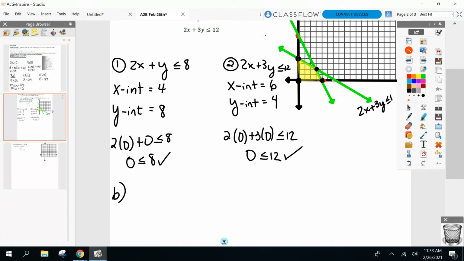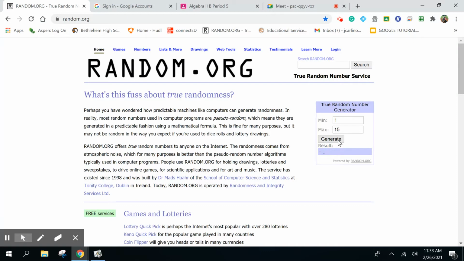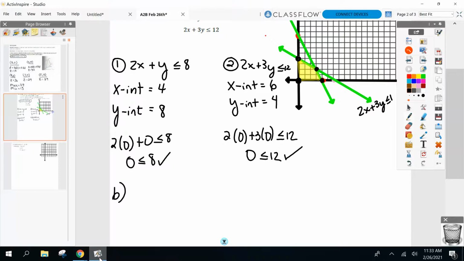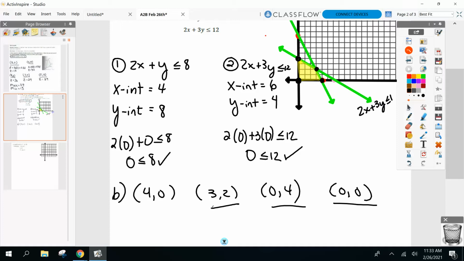Can somebody pick those points off for me? What are those 4 points? Top of the page. Bassett, good morning. What are the 4 points you got for me? 4, 0, yep. 3, 2, yep. 0, 4, and that last one, can't forget about it. 0, 0, good job. Okay, those are the 4 corners of my shaded region.